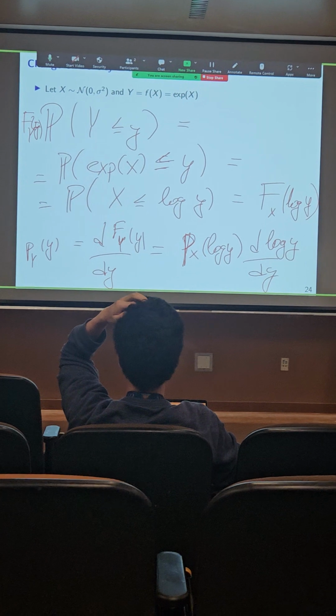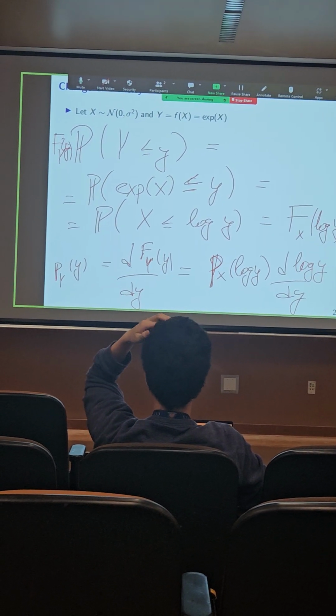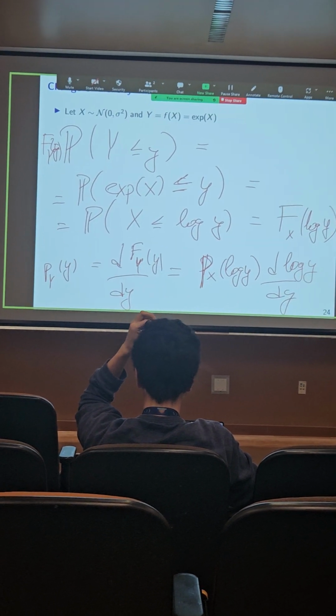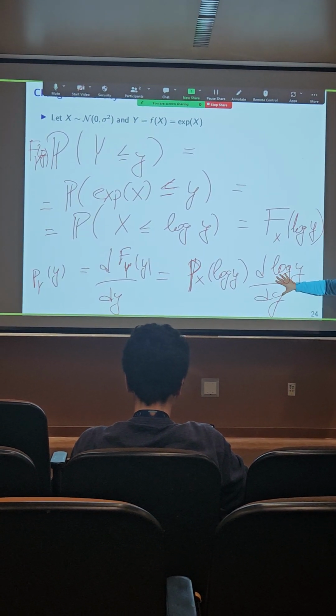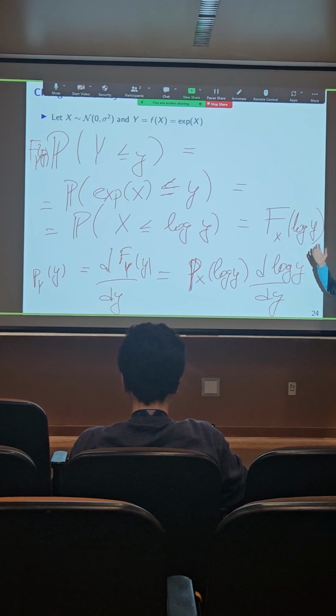The CDF way does not always work. I guess the other formula is more general, or it should work. If you have some higher order thing, that is where the Jacobian will show up.